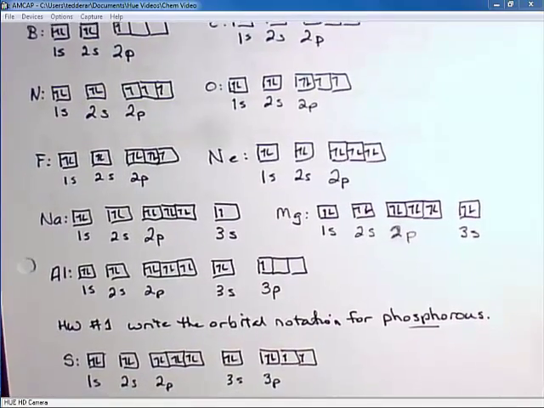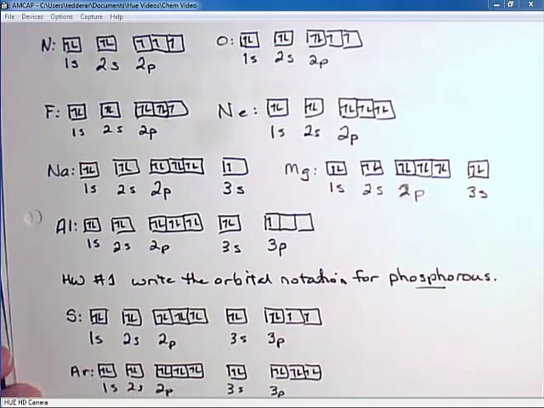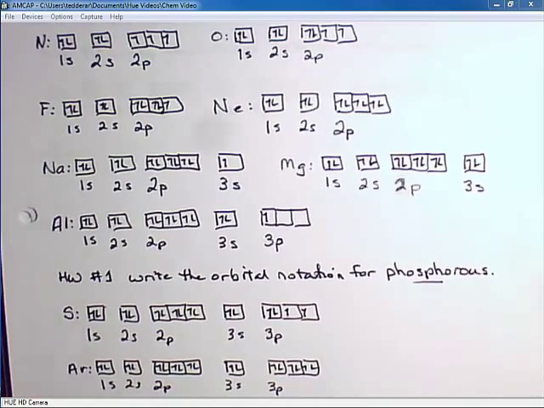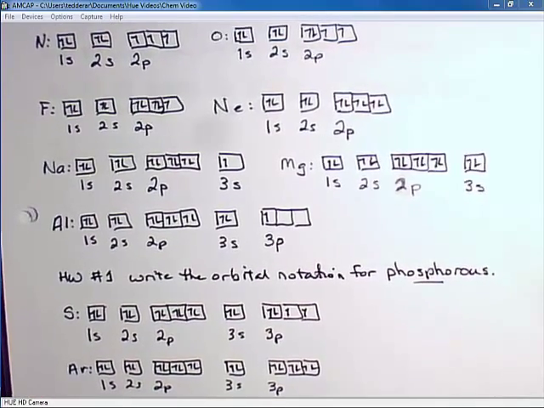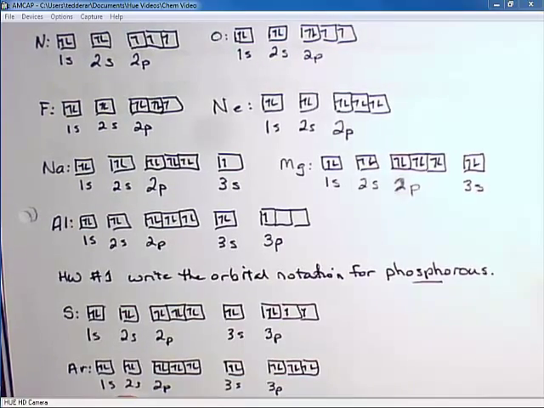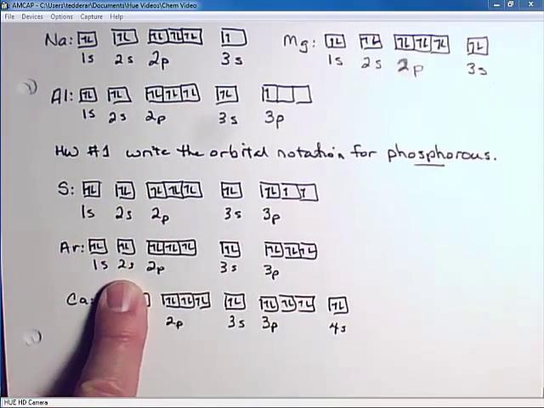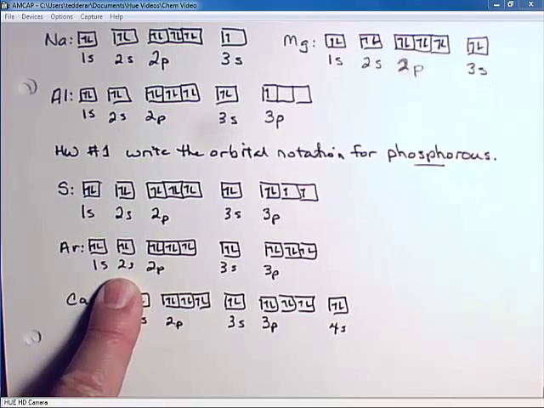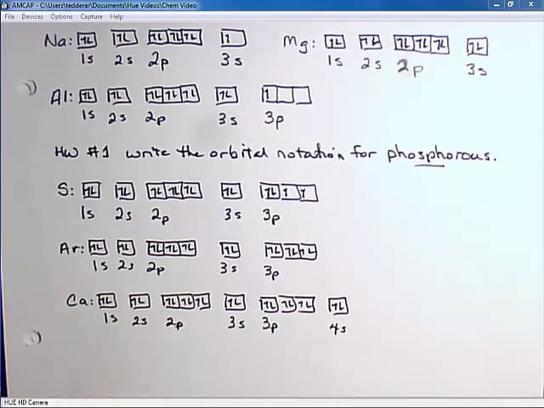Of all this stuff we did yesterday, we need to skip down and do one of these somewhere. You want to do argon? All right, there's argon. Let's do argon then.